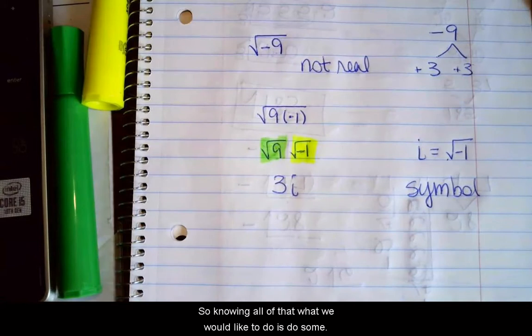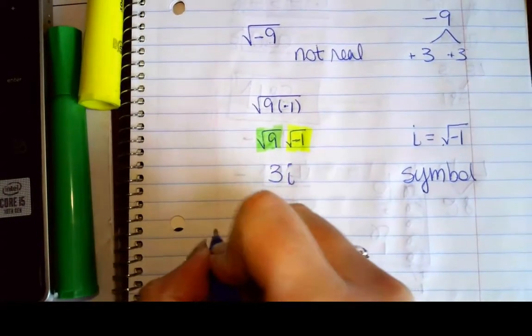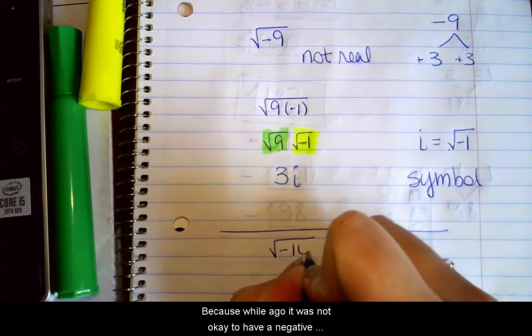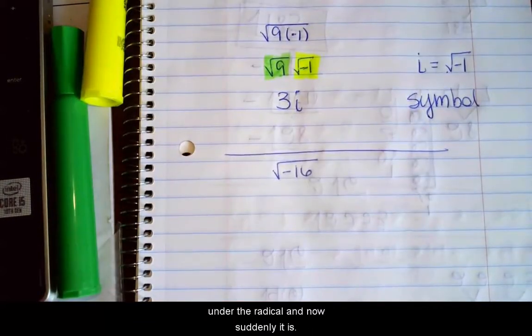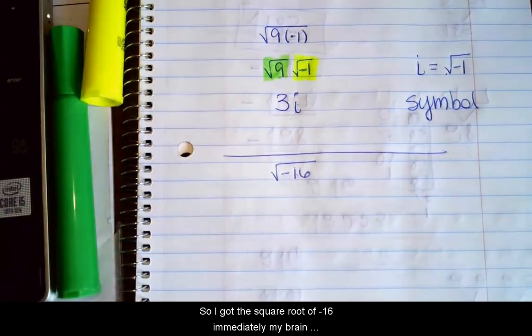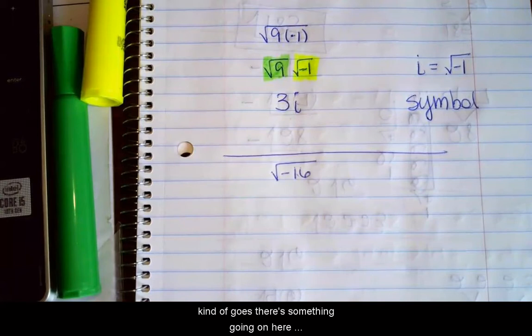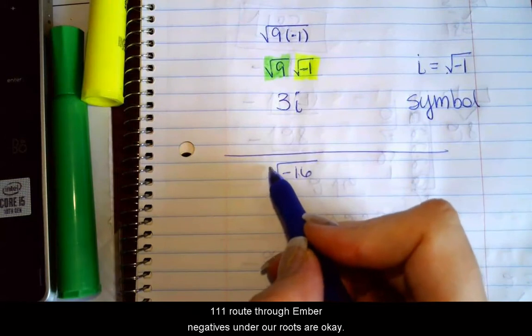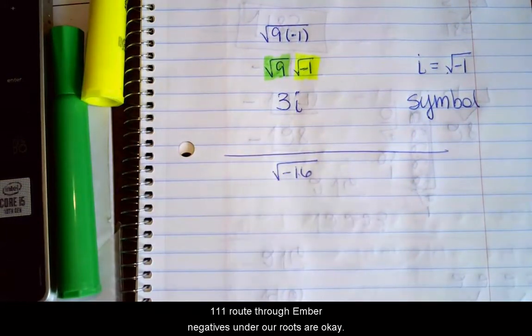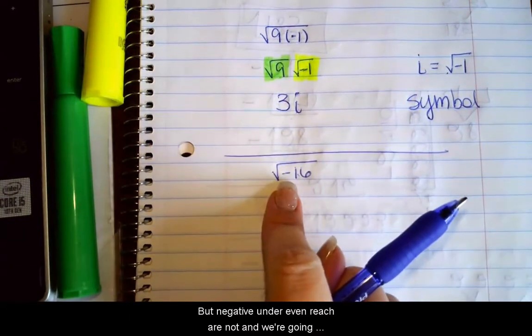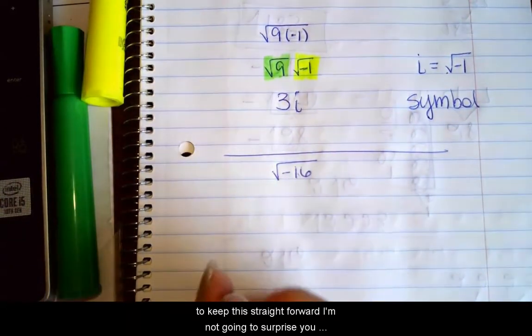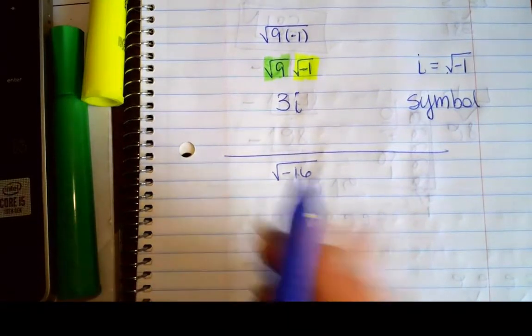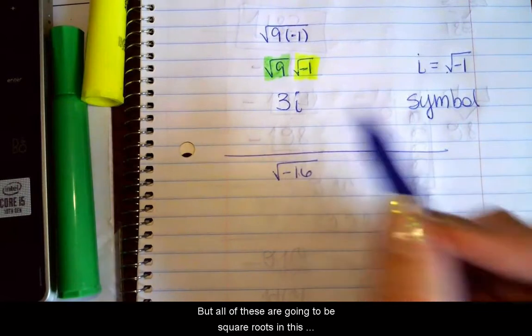So knowing all of that, what we would like to do is do some examples and talk them through slowly, because a while ago it was not okay to have a negative under the radical, and now suddenly it is. So I've got the square root of -16. Immediately my brain goes, whoop, there's something going on here, because I've got a negative under an even root. Remember, negatives under odd roots are okay, but negatives under even roots are not. And we're going to keep this straightforward. I'm not going to surprise you with anything in this section, but all of these are going to be square roots in this section.